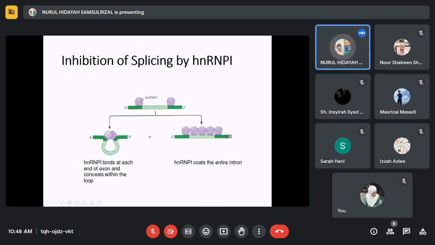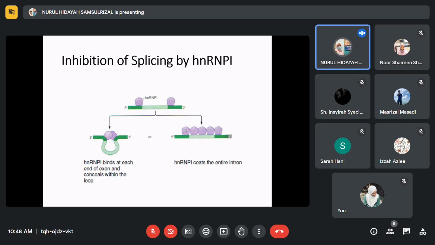So it will bind here, okay. When it binds, it cannot remove that thing, okay, because hnRNP binds each end of the exon and conceals it within the loops. So the intron cannot be removed. The intron cannot be taken out. It is the same with this, or the hnRNP1 will coat the whole intron. So this is the process of how we inhibit the splicing mechanisms in our mRNA.